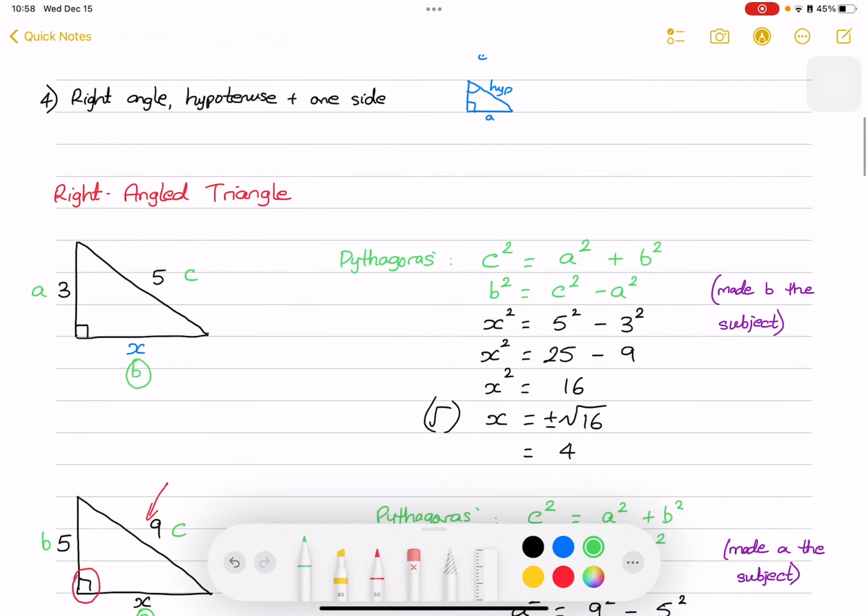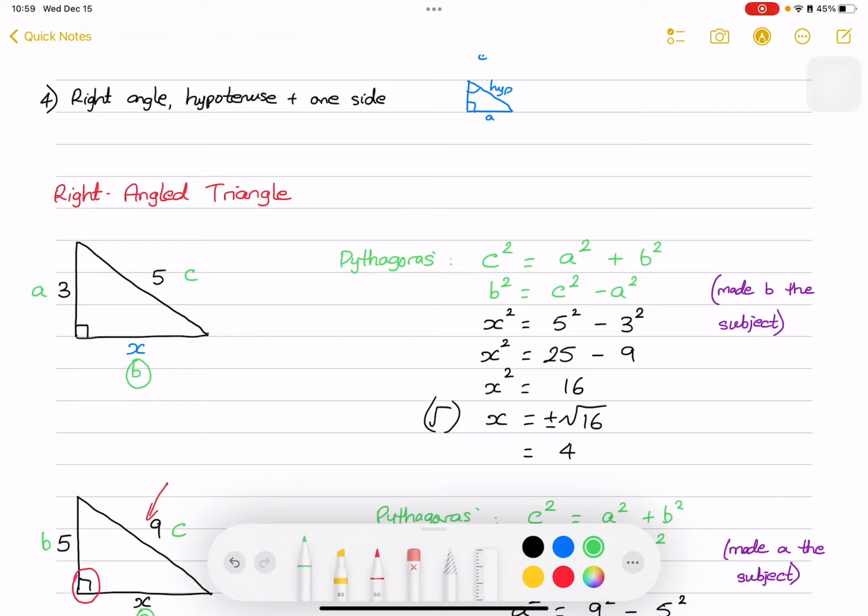Okay, now in our diagram we label x as the b. So if we want to find b, we first need to make b the subject of the formula. You do this by moving everything that is on the same side as b to the other side and leaving b alone. So what I did was I moved a squared to the opposite side. So this now becomes b squared is equal to c squared minus a squared. Remember, when you're moving something to the other side, we change the sign. Okay, and now we could go ahead and substitute the values that we have.